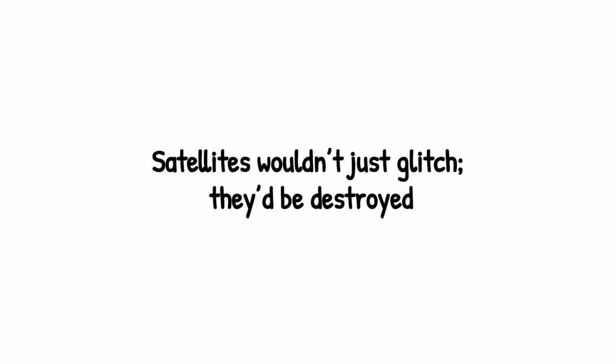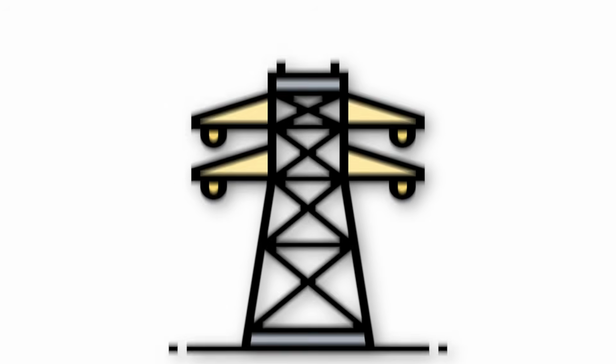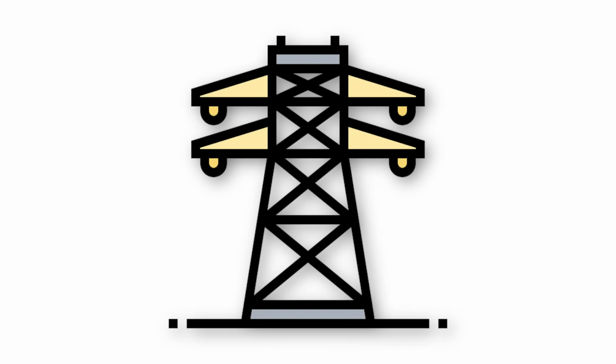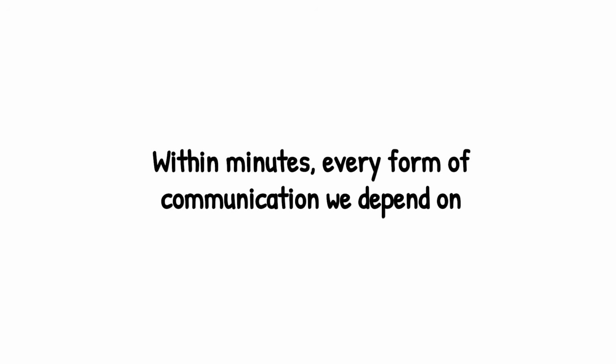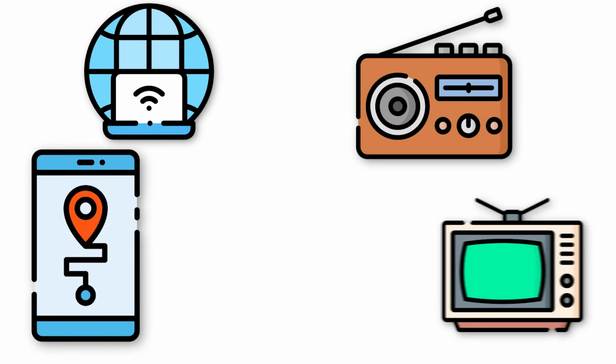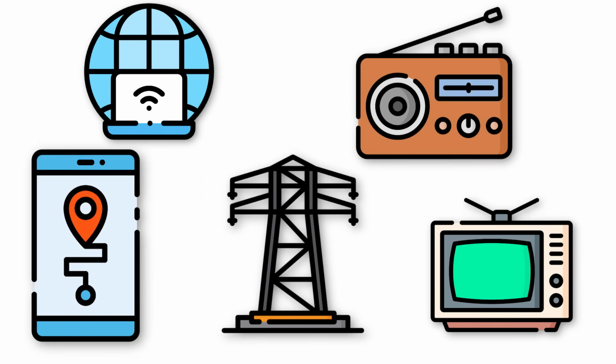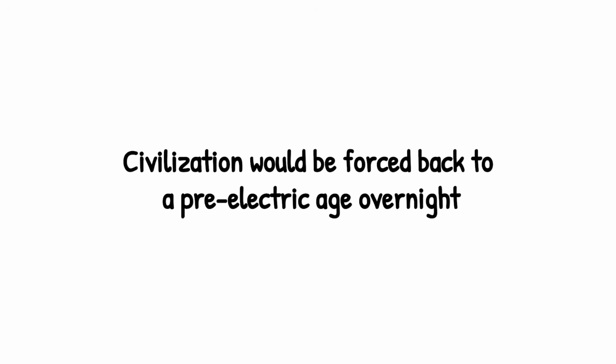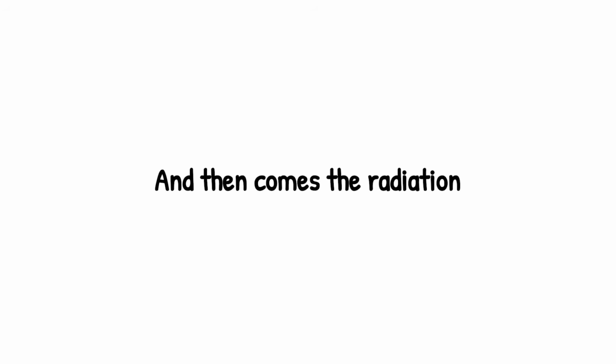Satellites wouldn't just glitch, they'd be destroyed. Power grids wouldn't just trip, they'd collapse completely. Within minutes, every form of communication we depend on, GPS, internet, radio, television, even military networks, could vanish. Civilization would be forced back to a pre-electric age overnight, and then comes the radiation.